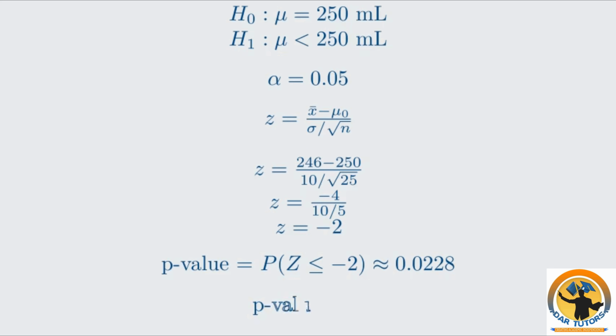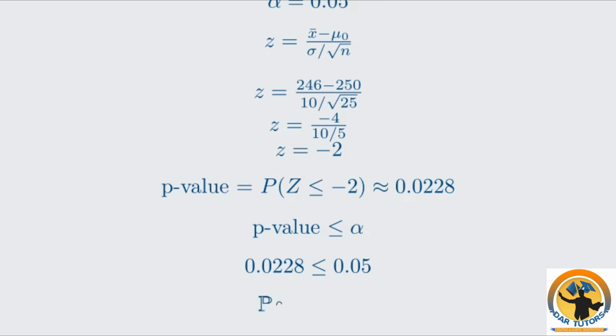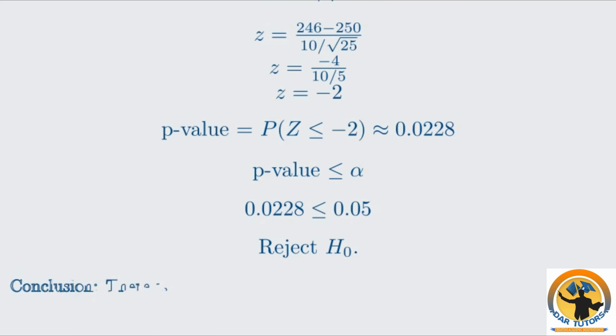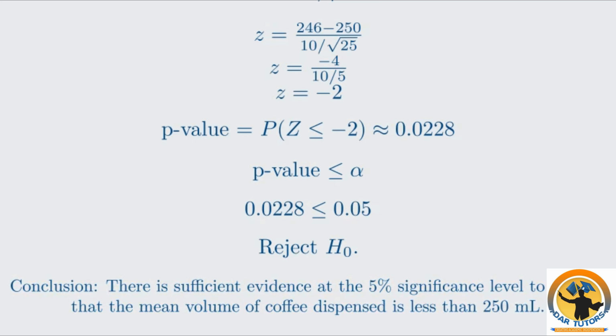Finally, we compare the p-value to alpha. Our p-value of 0.00228 is less than alpha, which is 0.05. Therefore, we reject the null hypothesis. The conclusion is that there is sufficient evidence at the 5% significance level to suggest that the machine is dispensing less than the stated 250 milliliters.